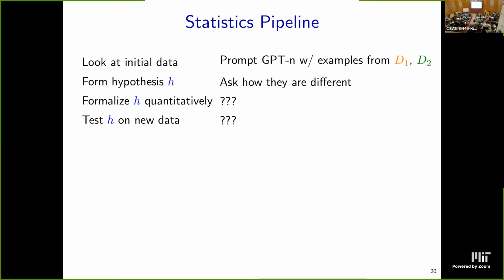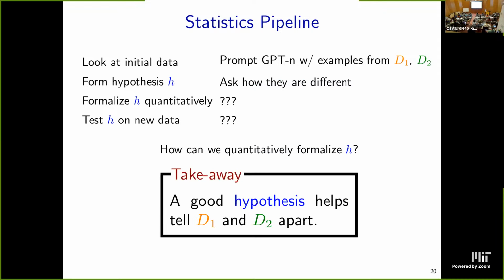So now how do we do these second two stages? How could I quantitatively formalize what it would mean for one of these descriptions to be good? Any ideas? Yes. You can use it to classify the test set and see how well it does. Great. Right. So basically, we'll say a good hypothesis helps tell D1 and D2 apart.